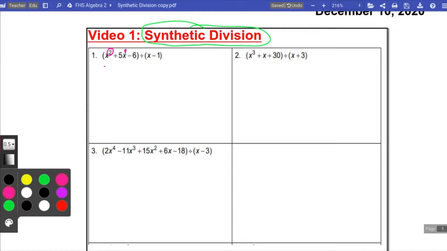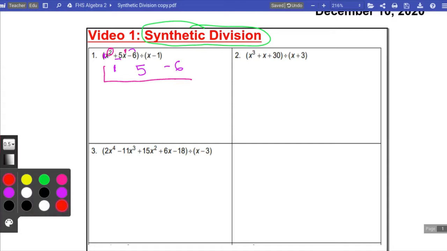I'm going to do this. The coefficient right here is 1, so you write it right here, 1. The next coefficient is 5. You write it, leave some space, put it right here, 5. The next one is -6. You put it right here, -6.